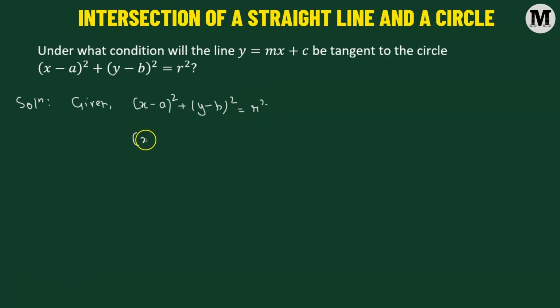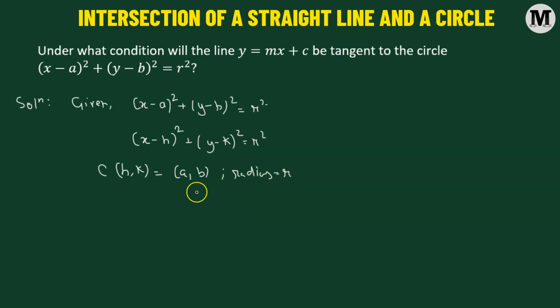If we compare it with the standard form of a circle, which is given by (x minus h) whole squared plus (y minus k) whole squared equals r squared, then here h comma k is the coordinate of the center of the circle. So that means the coordinate of the center of the given circle is going to be a comma b, and the radius is going to be equal to r.